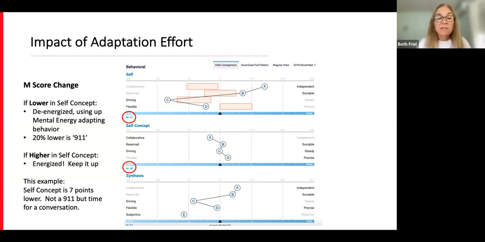If it's higher in self-concept, and that can happen, people can adapt and they're really loving it because they're energized by whatever they're doing. Keep it up, but pay attention. And remember, self-concept can change all the time. So we really only use it for about 2 or 3 months. And if you're concerned about somebody and you want to see if they're burning out, go ahead and administer the assessment again. That's a good reason to re-administer. Any questions?